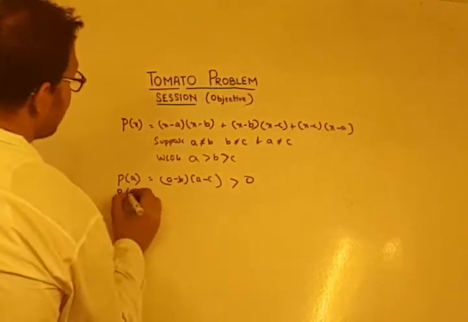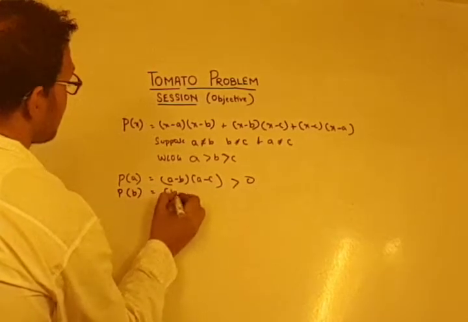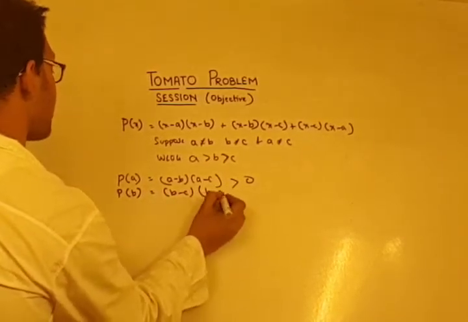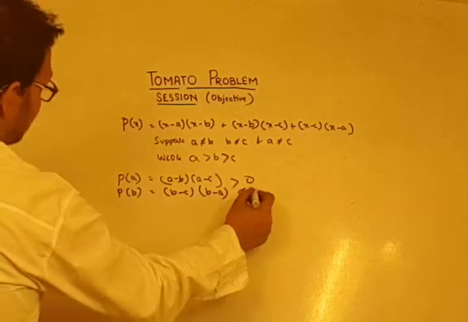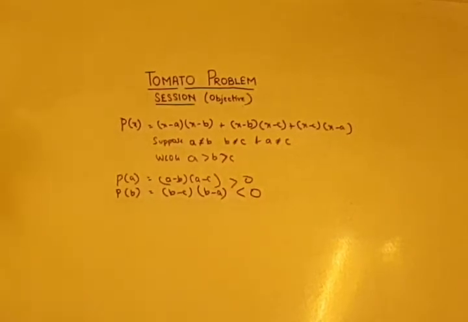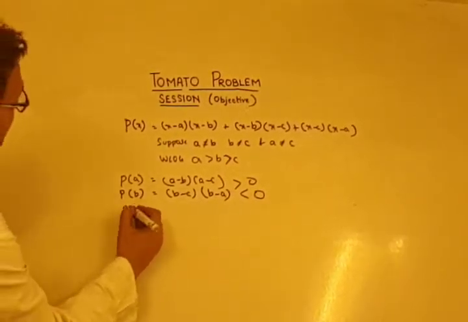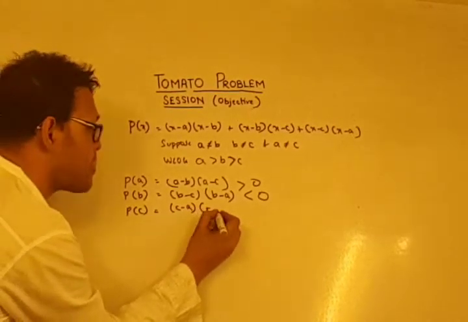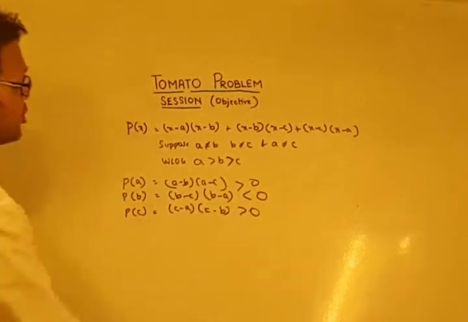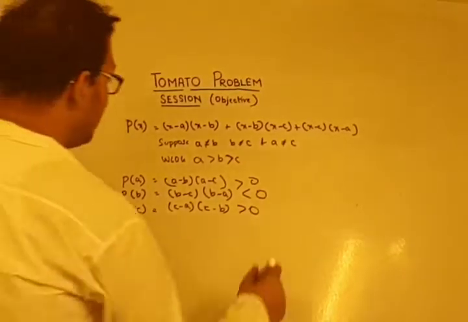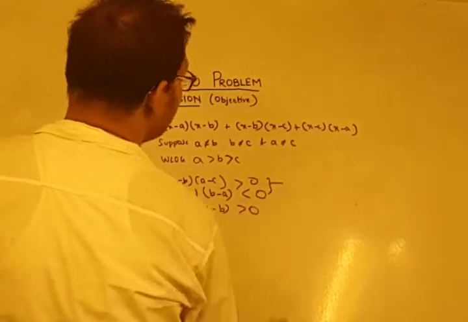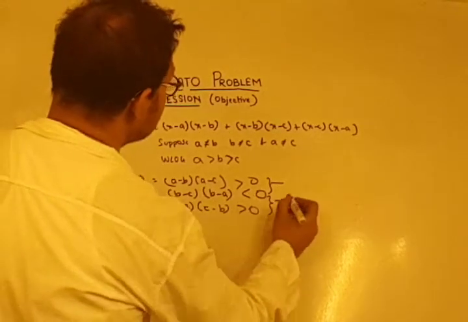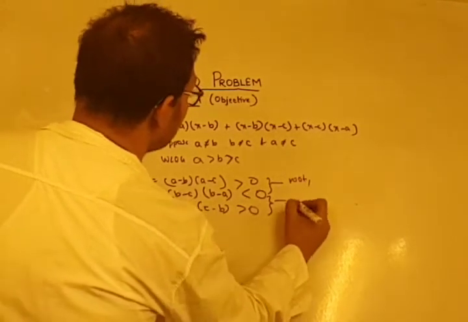Now P of B is negative because B minus A is negative but B minus C is positive. P of C is again positive. So by intermediate value theorem, between A and B lies a root, and between B and C there is a root. So root 1 and root 2.